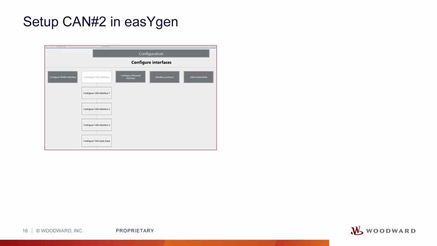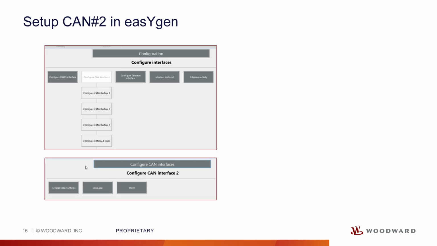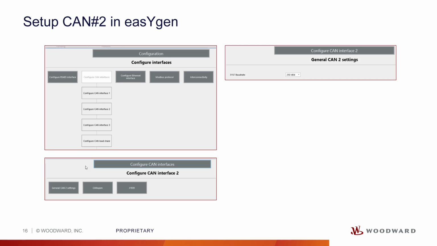Configuring the CAN2 interface in the Woodward EasyGen device involves several steps. Enter the configuration menu of the EasyGen device. Navigate to the Interfaces section to configure CAN2. Go to the CAN interface settings and select CAN2. Here, you will set up general CAN2 parameters, including the baud rate. Set the baud rate according to the requirements of your external CAN devices.